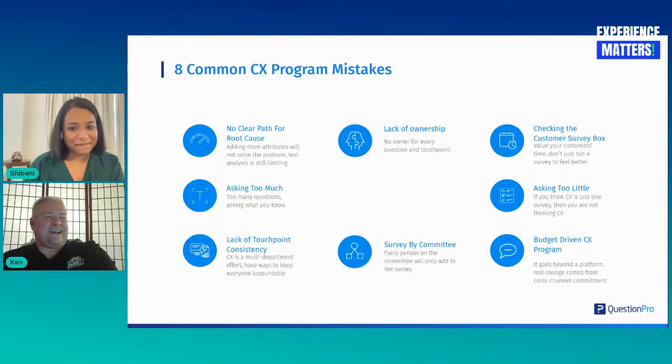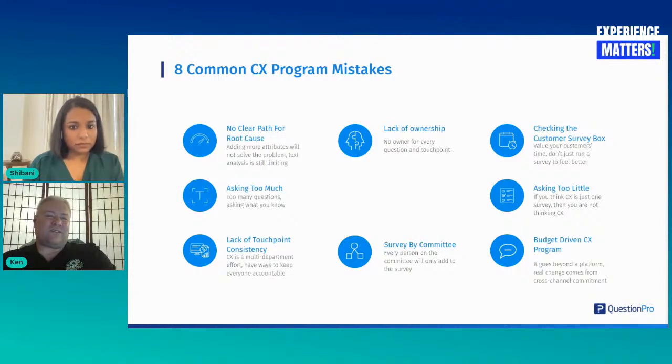And then, I talk about this a lot, budget-driven CX programs. Again, it's sort of like that first one: if you're just checking the box, if you're already thinking, oh, we don't have enough money to spend on CX for a platform or a service provider, you're never going to make that change that you have to commit to.